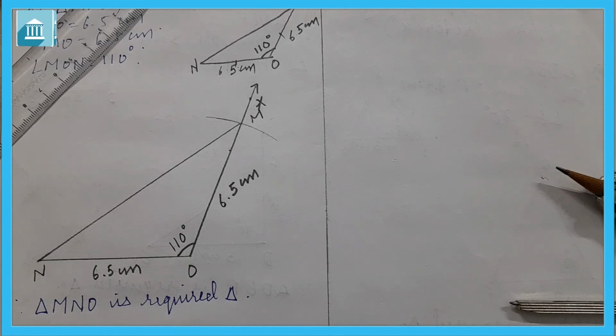Now question number 3 is construct triangle ABC. BC is equal to 7.5, AC is equal to 5 centimeter, and angle C is 60 degree. That you can do by yourself. Here we end our exercise 10.3. All these 3 sums you have to do in your notebook. Question number 3 you have to do by yourself. The rest, I have done here. Thank you.